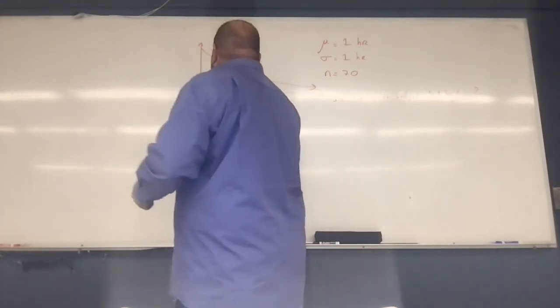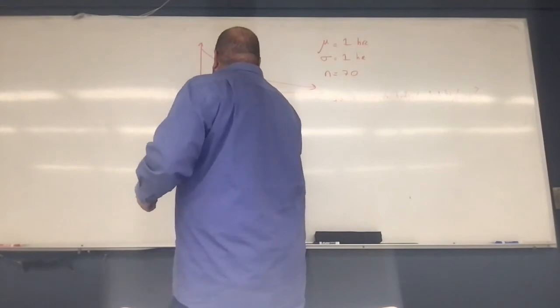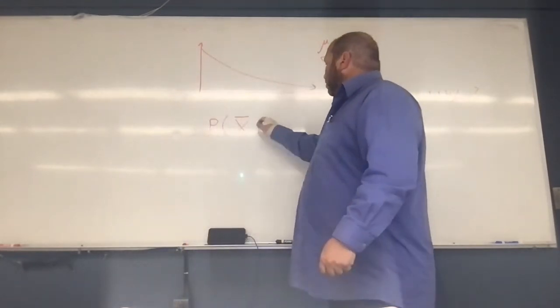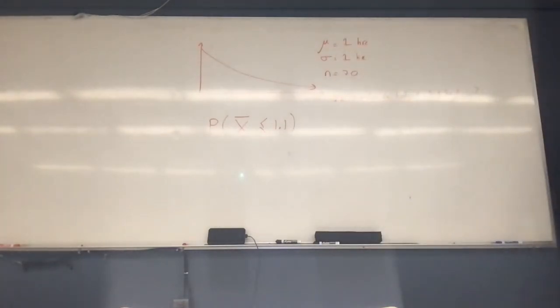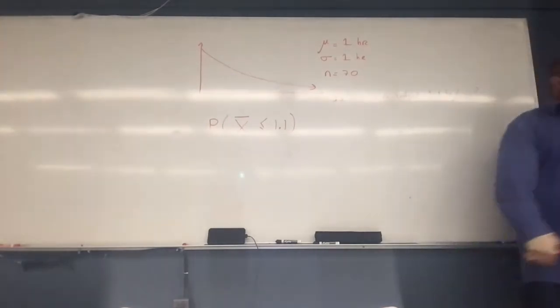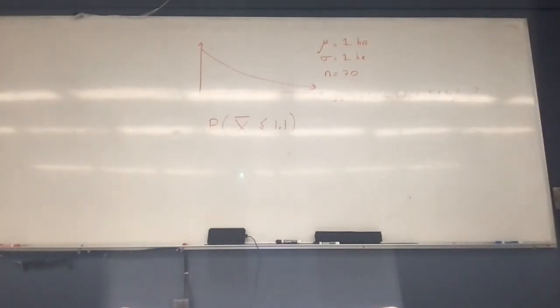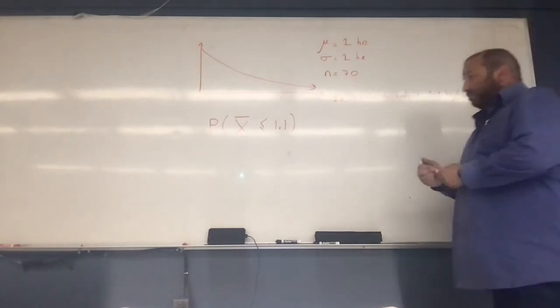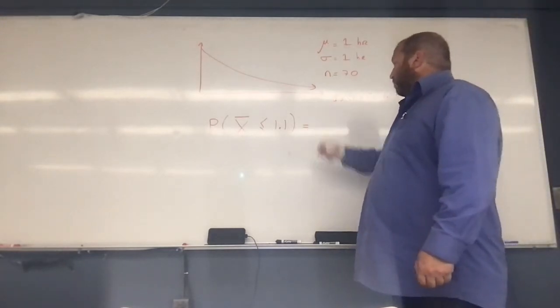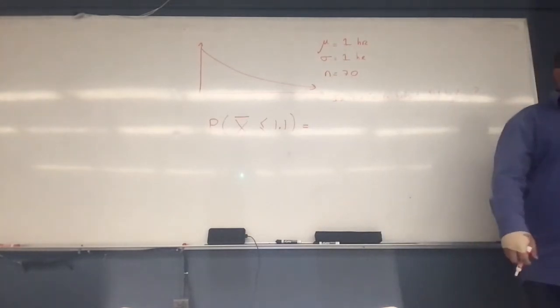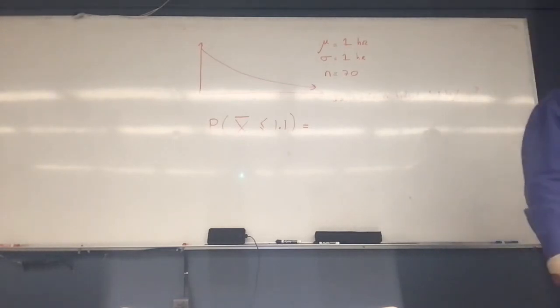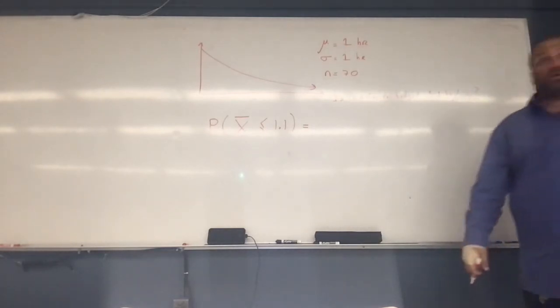So our question is, what is the probability that X bar, the average, is less than or equal to 1.1? What is the chances that our average value from our 70 takes a value less than or equal to 1.1? How likely is it that our average will be less than or equal to 1.1? Now we can go directly to the calculator for this. We just have to know where to go. Where do we go on our calculator?